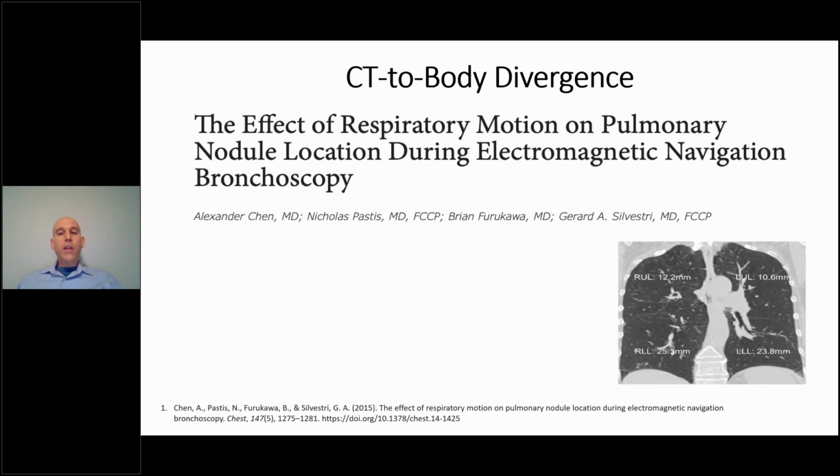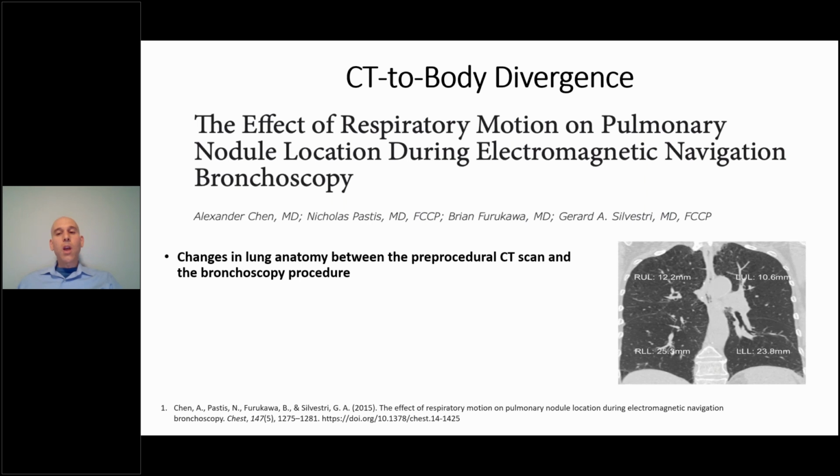So this is a great study done back in 2015, looking at the effect of respiratory motion on nodule location, looking at really what's the change in the anatomy based on that CT scan done prior to the procedure compared to what's going on with the procedure in real time. So 85 lesions were looked at in 46 patients, and there was a significant difference between where we thought the patient's nodule was and where it actually wound up being.